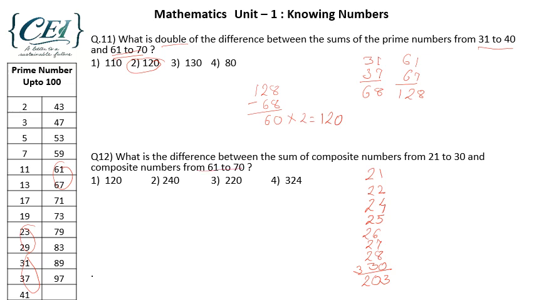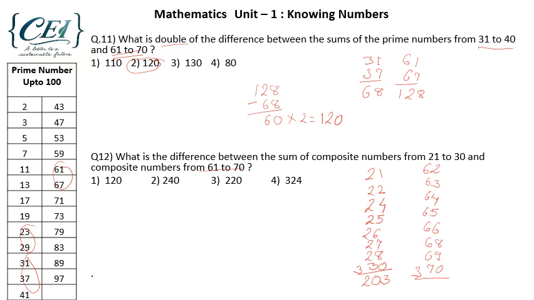Then the sum of the composite numbers from 61 to 70. Let us write the composite numbers. 61 is a prime number, so we should write 62, then 63, 64, 65, 66. 67 is prime. Next is 68, 69, and the last one is 70. Make a sum: 2 plus 3 is 5, plus 4 is 9, plus 5 is 14, plus 6 is 20, plus 8 is 28, plus 9 is 37.